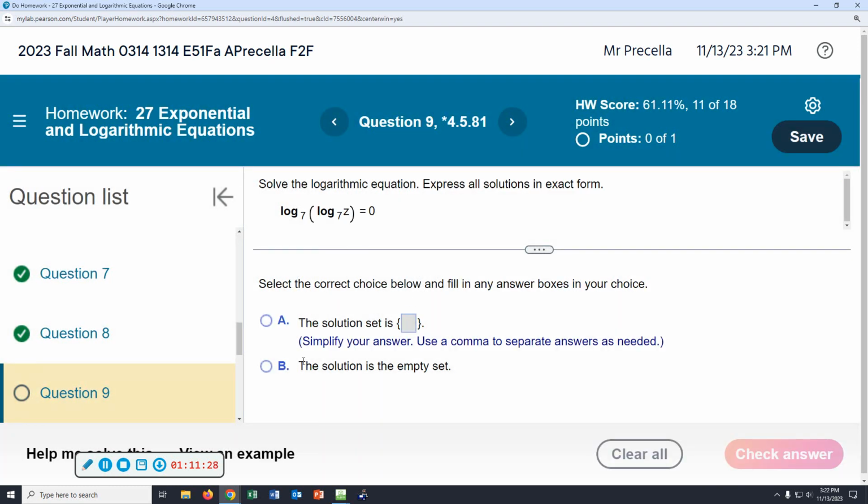Oh, look at that. Look at number 9. That's a mighty interesting looking problem. Let me write it down. Log base 7. This one looks different from the others. There's 2 logarithms on the left, but they're not log plus log or log minus log. It's log log.